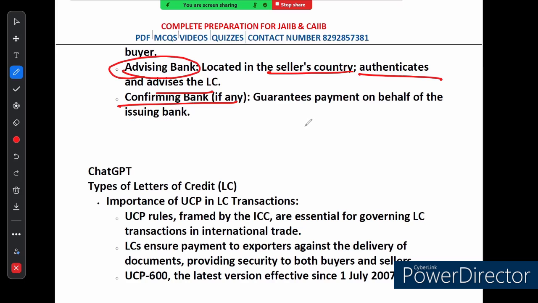This bank is usually in the seller's country. So you can see the advising bank is located in the seller's country, and the confirming bank is also located in the seller's country, right? It adds its own guarantee of payment on top of the issuing bank's guarantee, providing even more security for the seller. So the issuing bank is guaranteeing and the confirming bank is also guaranteeing. So there is two-layer security, right?